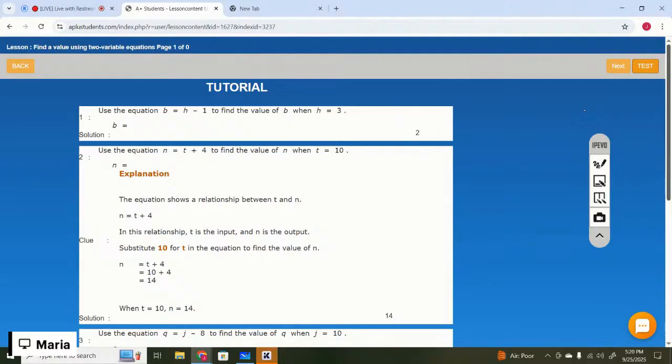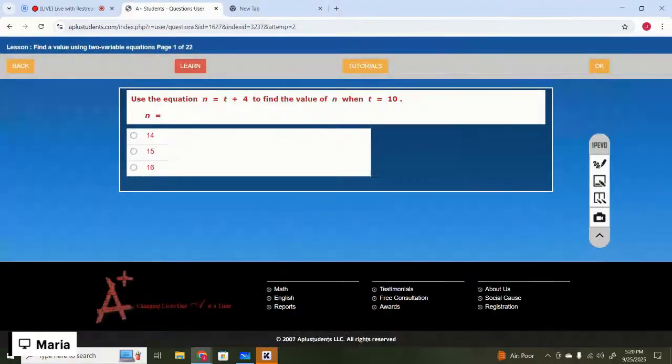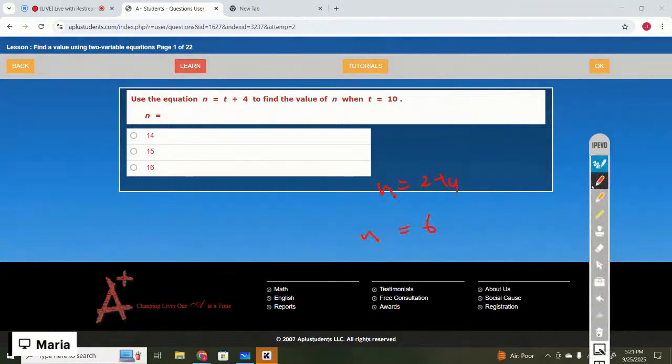Use the equation n equals t plus 4. Find the value of n when t equals 10. So t equals 10. Let's replace the variable with the value, t is 10. So 10 plus 4 is 14.